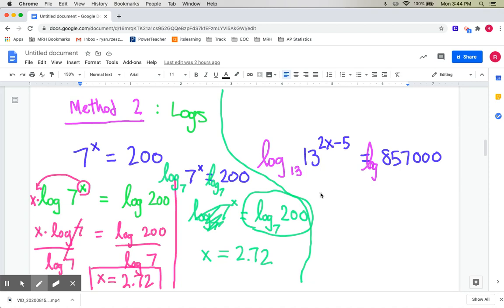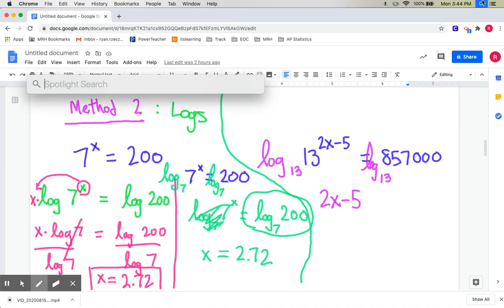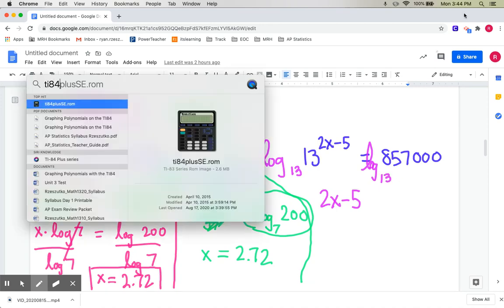And I'm just going to get a 2x minus 5. So you pick the base that you're trying to cancel, and all that's left is your exponents. So I also need to do the same thing on the other side. So that's just going to be button pushing on my calculator.